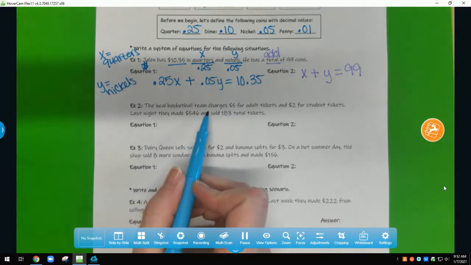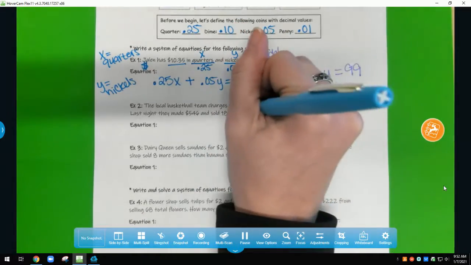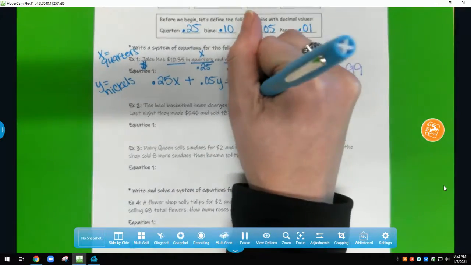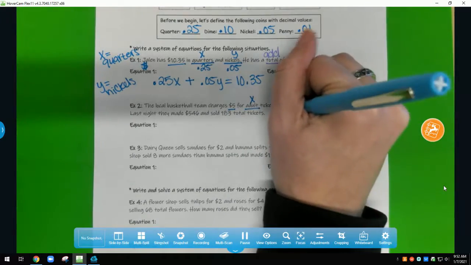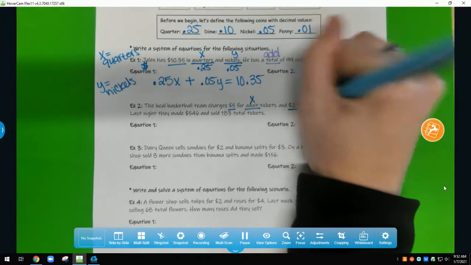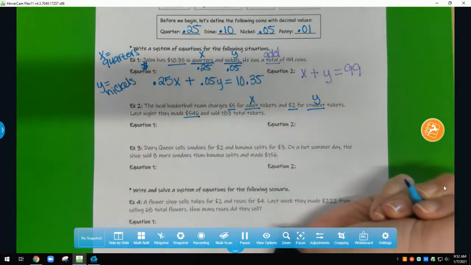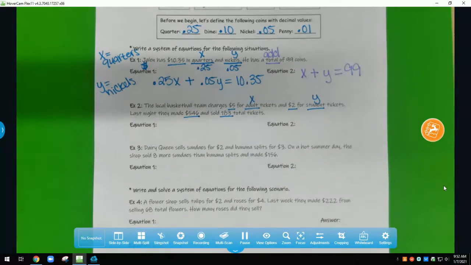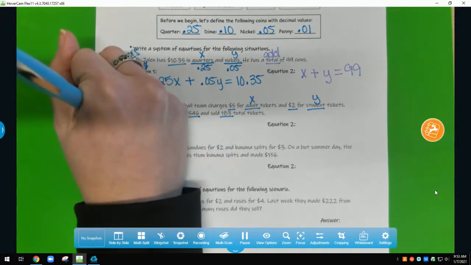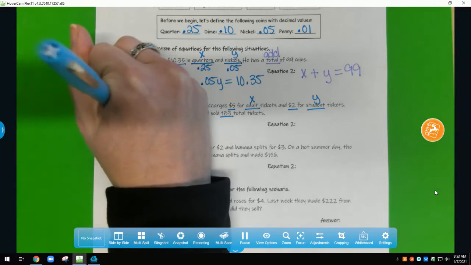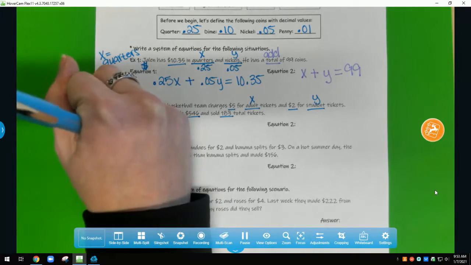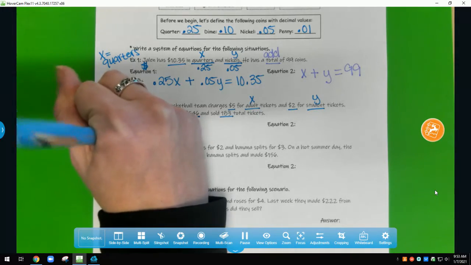The local basketball team charges $5 for adult tickets, so I'm going to go ahead and make that x since it was first. $2 for student tickets, so we're going to make that y. Last night they made $546 and they sold 183 total tickets. So we said x was our adult tickets, y was our student tickets.